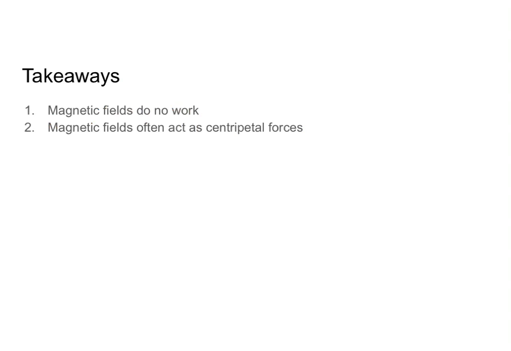So takeaways. Magnetic fields do no work. And as a result, magnetic fields will almost always be acting as a centripetal force. So when you're thinking about the motion of an ion in a magnetic field, you should be thinking that thing's going to be moving in a circle. And so whenever you're asked to draw the motion of a particle in a magnetic field, you should immediately think curve the path.